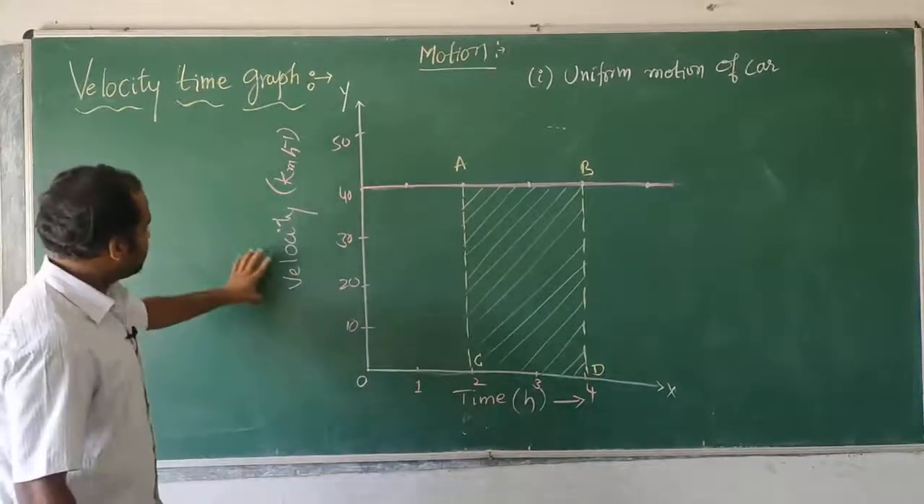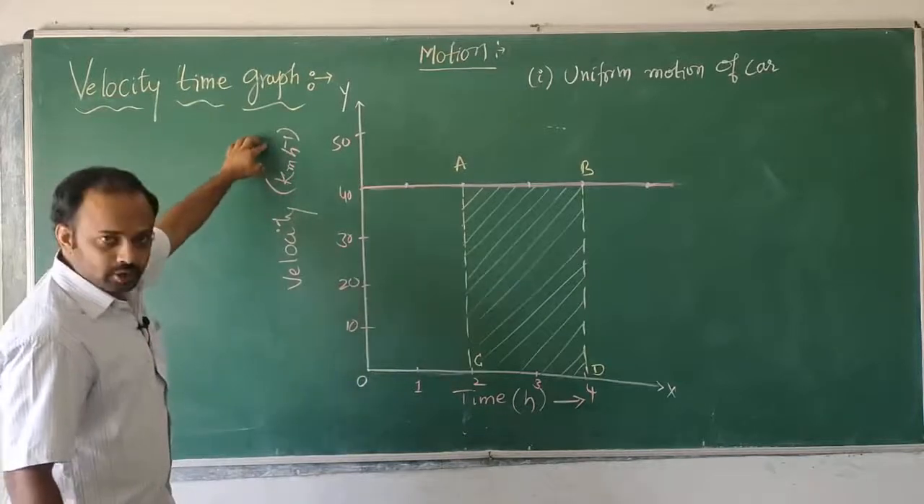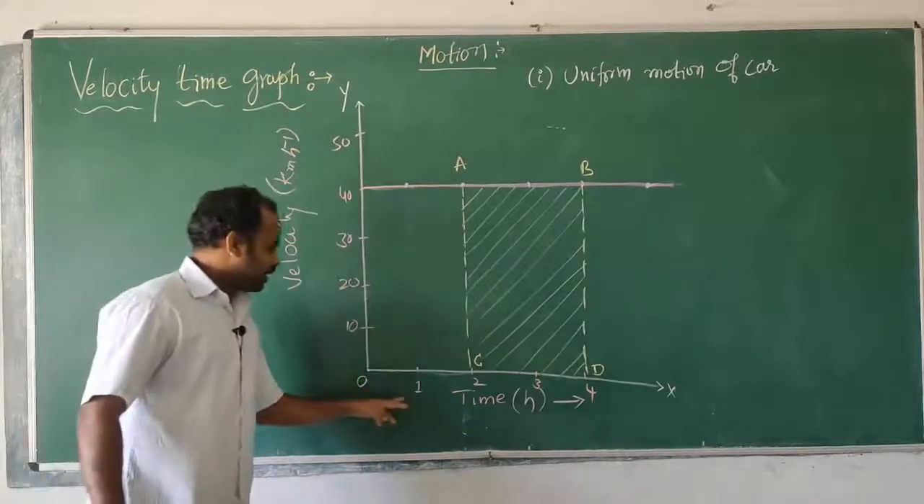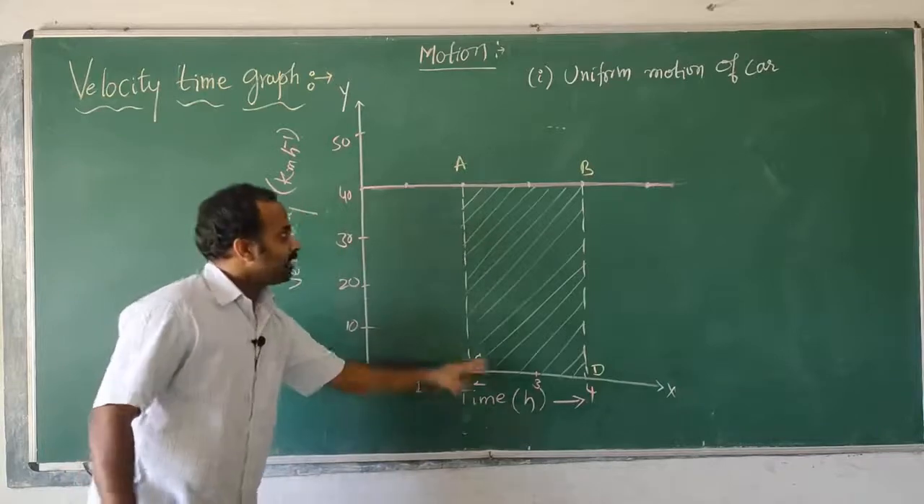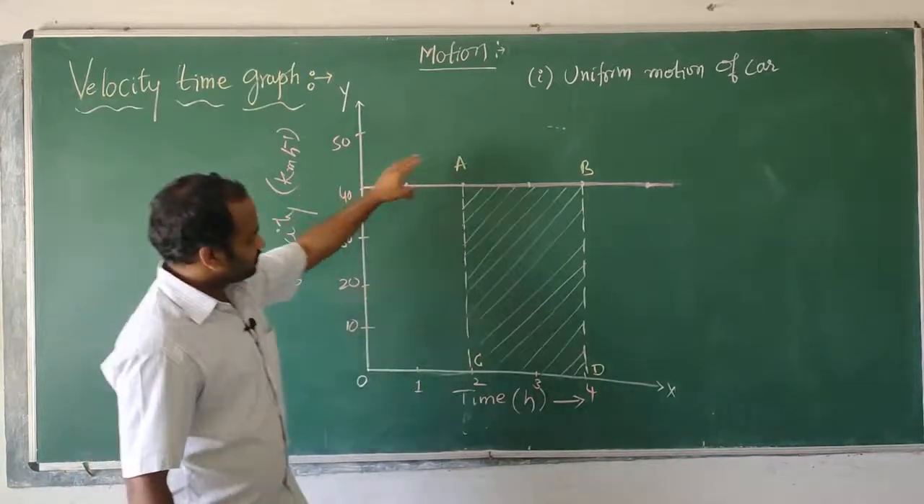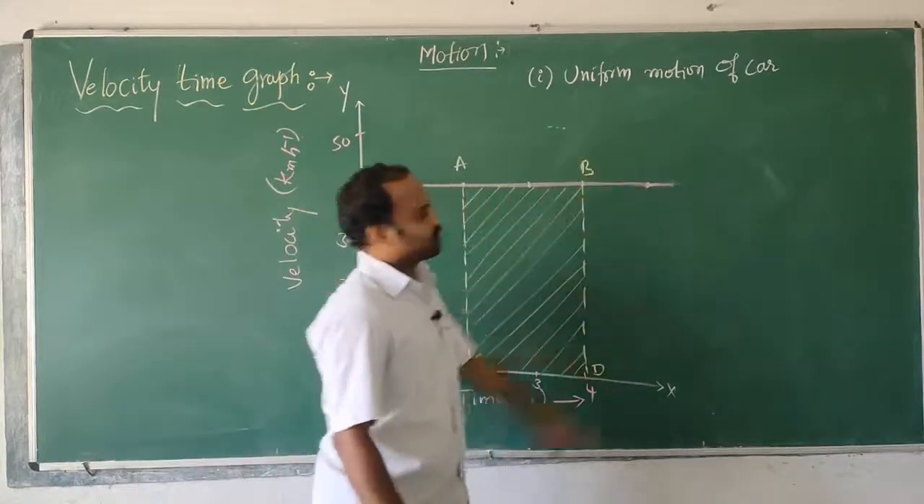Here we take velocity in kilometers per hour, and here we take time in hours. This is for the uniform motion of a car.